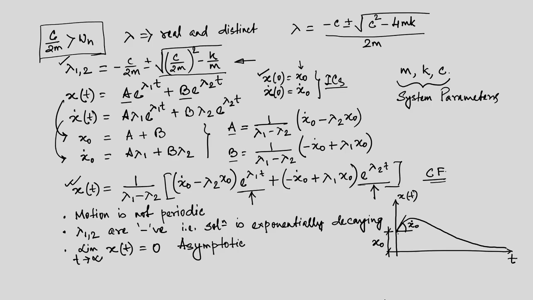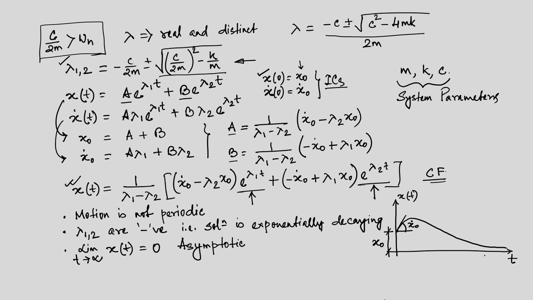So, it will go towards the negative line, and then I will leave an exercise: check whether the solution can cross the 0 line or not. I leave it up to you to verify from this solution, if we have a negative velocity at t equal to 0, what will be the nature of the solution? Can it cross the horizontal line and come back? If so, how? That is an exercise I leave with you. Okay, so that is the solution for the overdamped system.